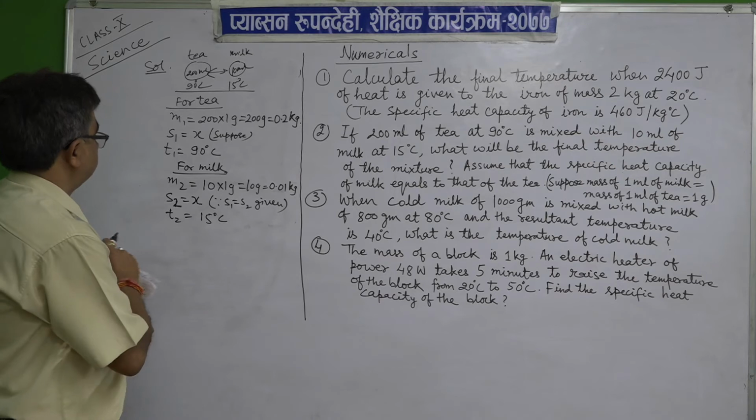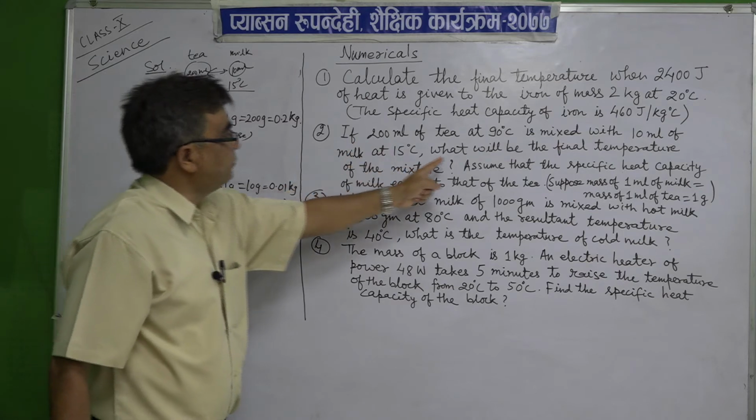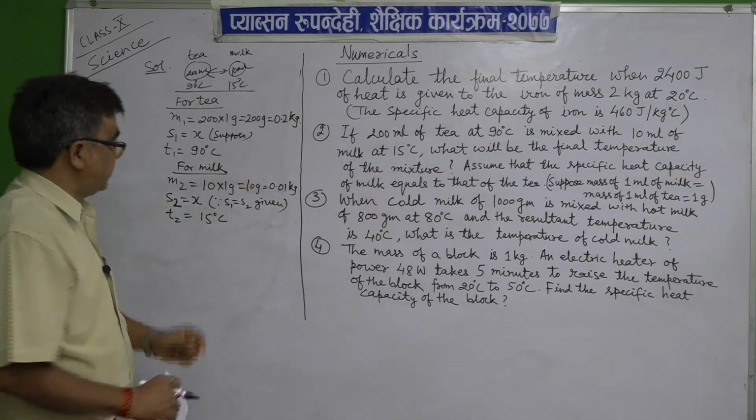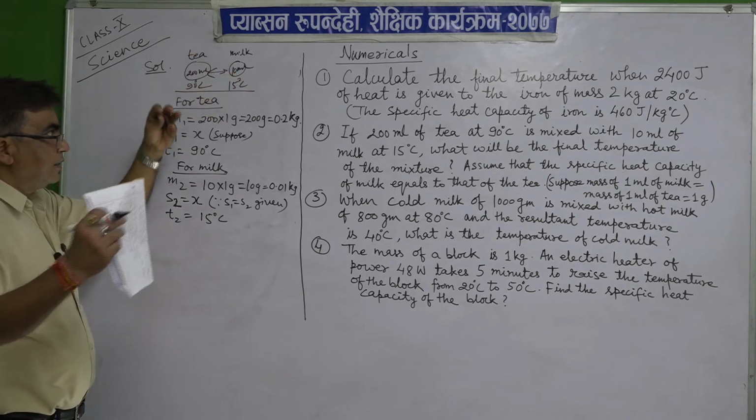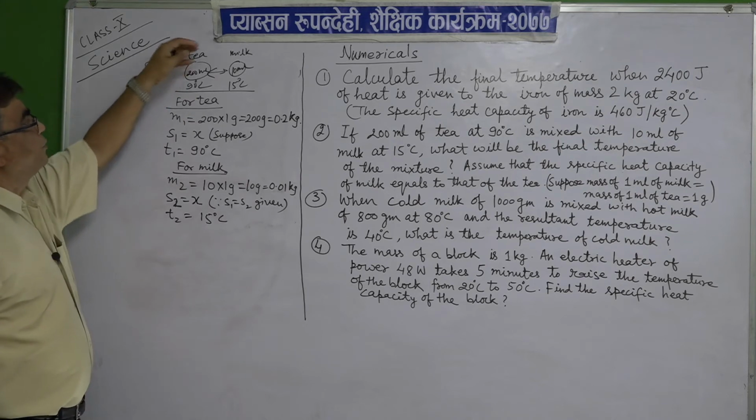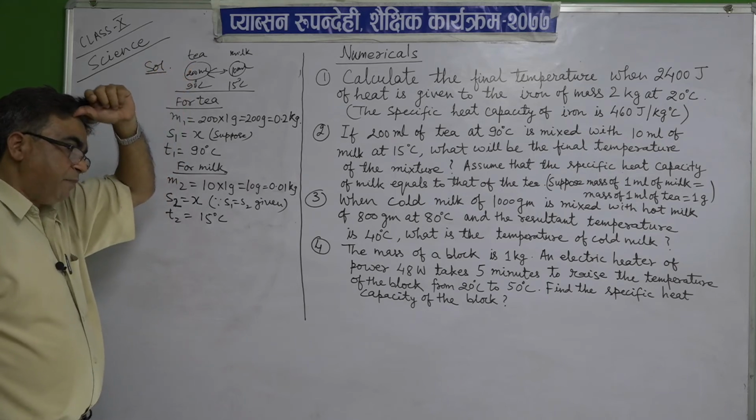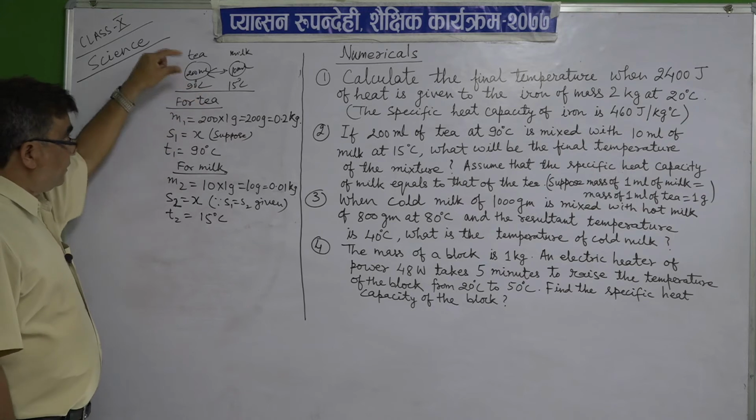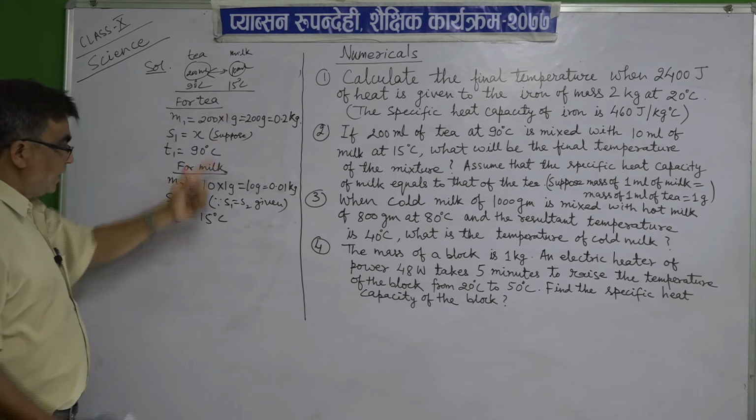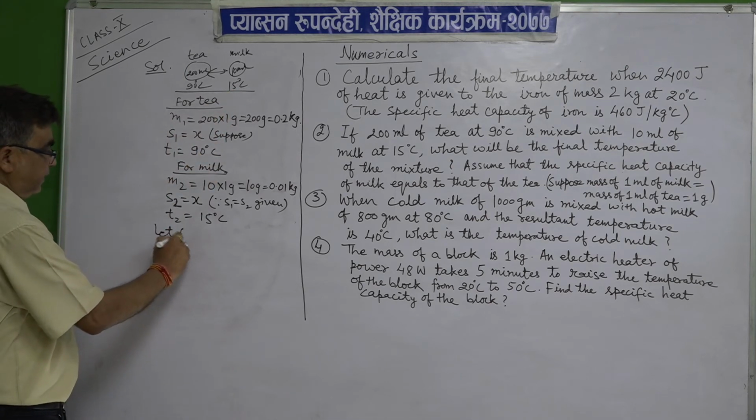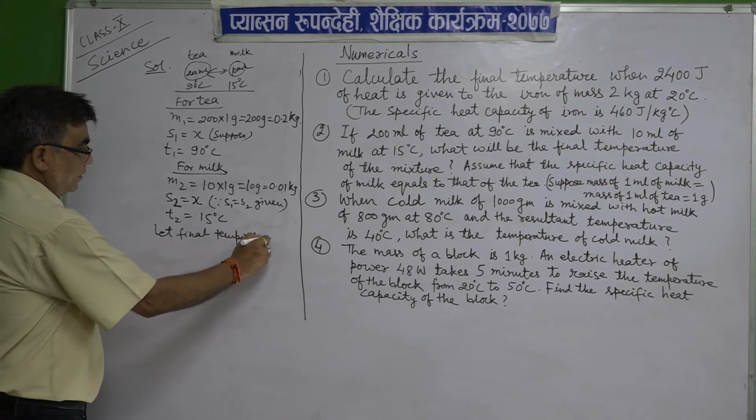Now, you have been asked, if you see the question, what will be the final temperature of the mixture. So, when tea is at 90 degree centigrade and milk is at 15 degree centigrade, they are mixed, then heat will flow from tea to milk, and one temperature they will attain, that is the final temperature. That will be less than the temperature of tea, but more than the temperature of milk. So, let us suppose the final temperature equals T.